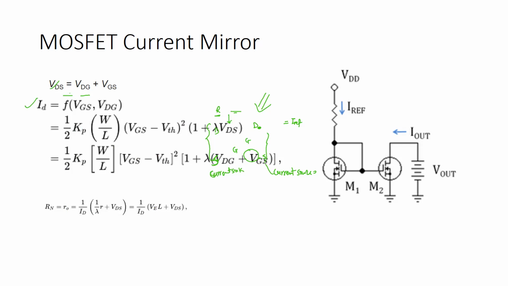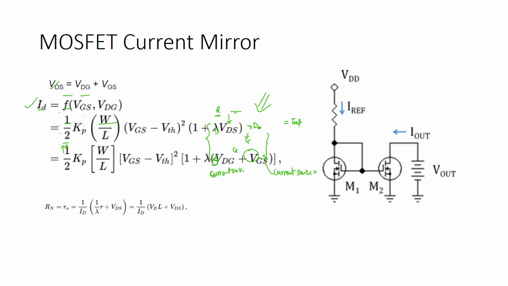So ID is said to be a function of VGS, which is applied between gate and source, and also the voltage between drain and gate. So the equation for ID, which is the drain current, is 1 over 2 Kp W over L, (VGS minus VTH) whole square, in bracket 1 plus lambda into VDS. Further simplifying this gives us the final relation, which is 1 over 2 Kp.